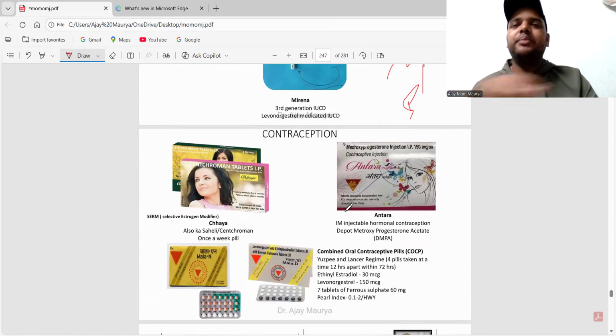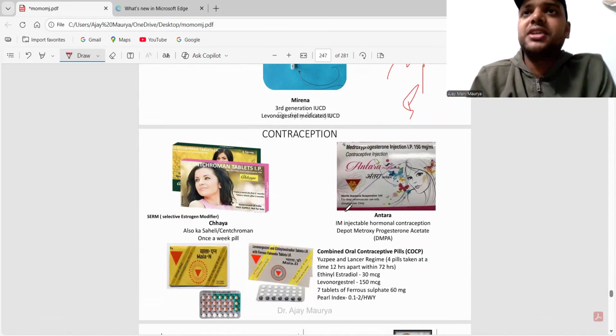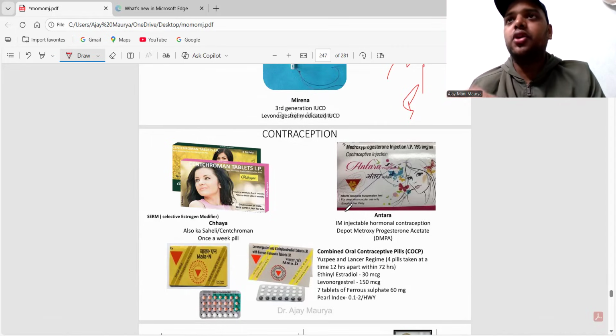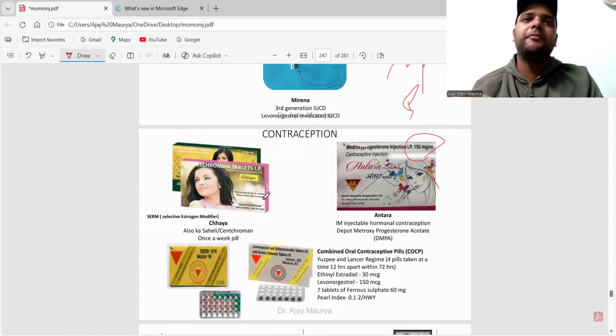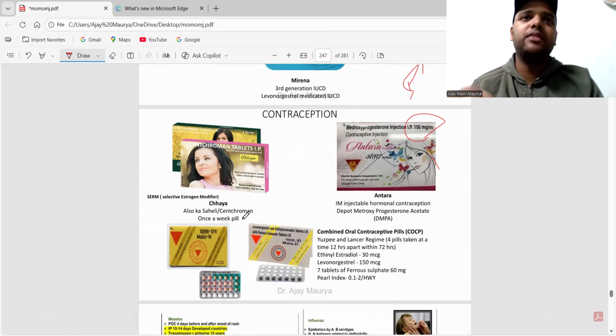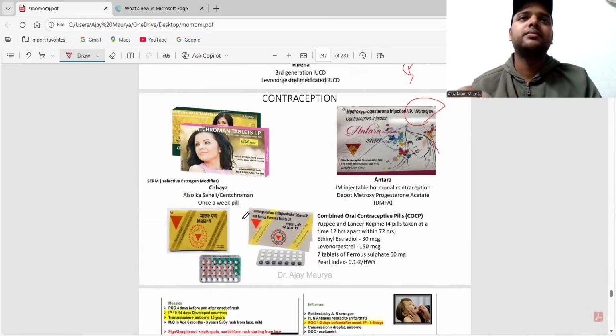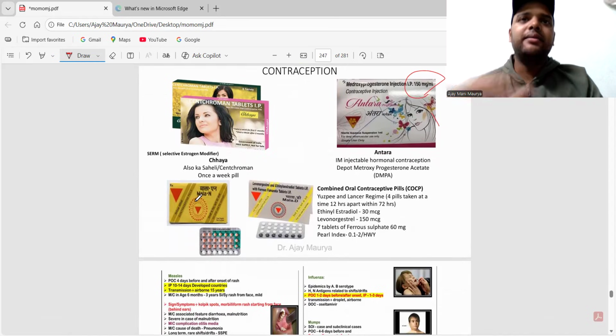This is the DMPA injection. The dose is 150 milligrams, and you have to take it once in 3 months. Now this is Chhaya, the once a week pill. This is Saheli. Now this is Mala-D.